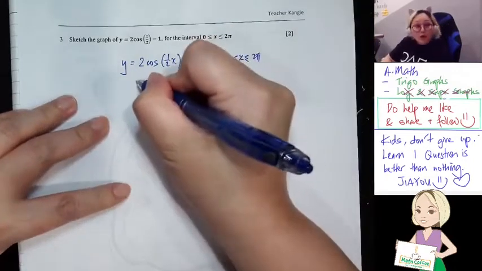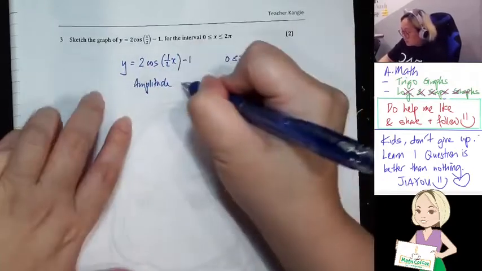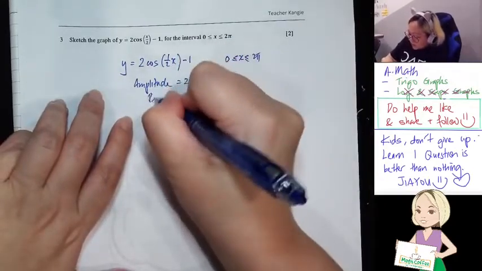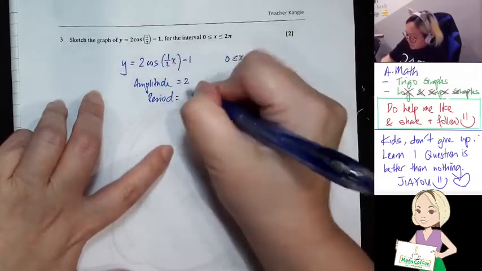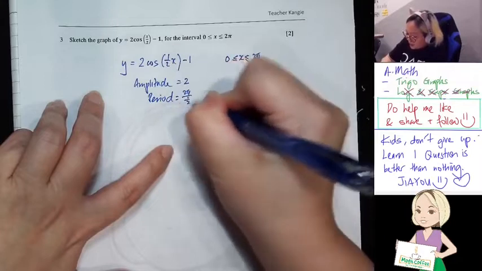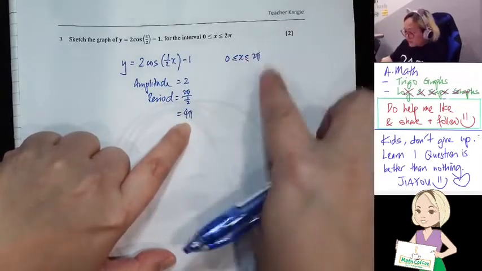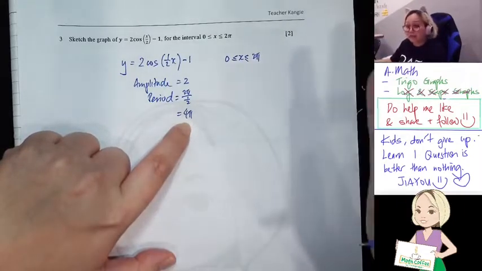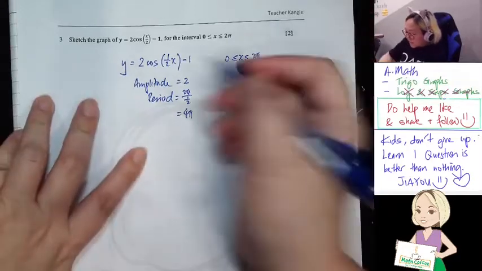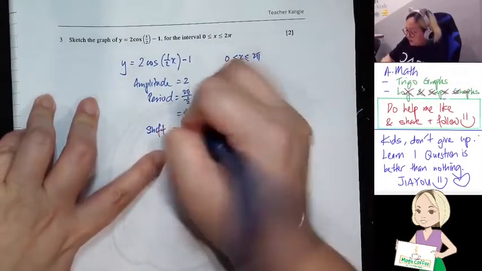So our amplitude, same thing, the number in front of cosine, so we know it's 2. Our period, I'm going to take 2 pi divided by half. So 2 pi divided by half will give me 4 pi. So we know one cycle is 4 pi. And you see, they asked us to draw only up to 2 pi, which means I only draw half a cycle for the cosine graph. Then now the shift. So the shift is -1.